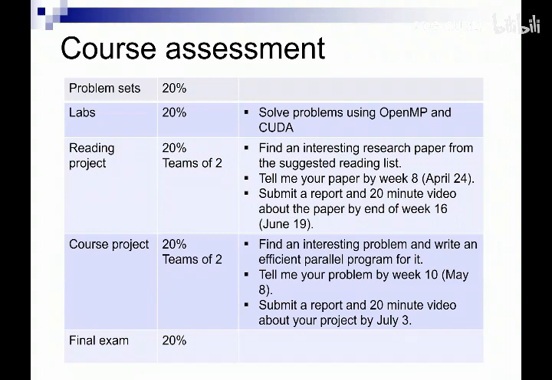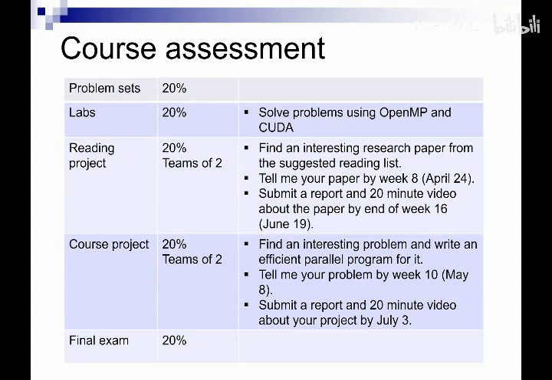I'll have some suggestions for what kind of problems you can look at. You should decide on your problem by week 10, which is May 8th. You should tell me what your problem is, and then we can have maybe a small discussion about whether that problem is appropriate or feasible.